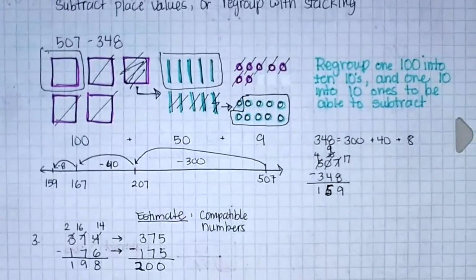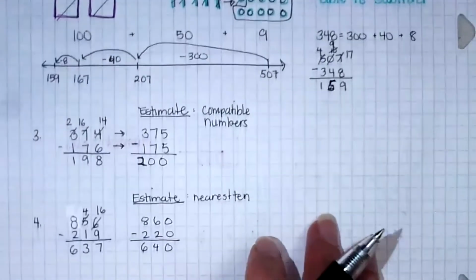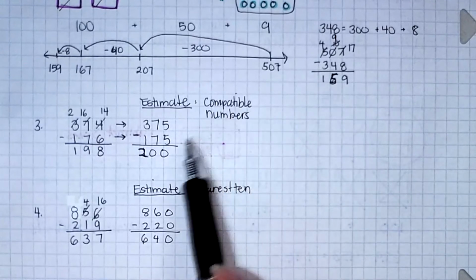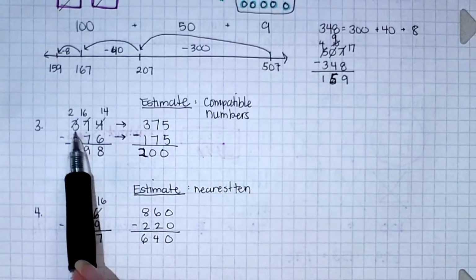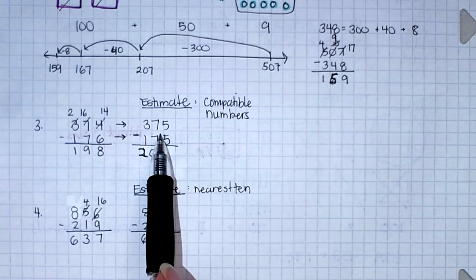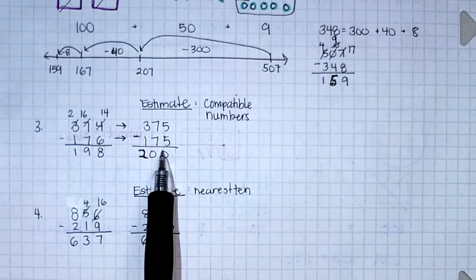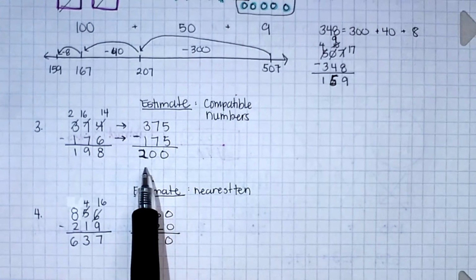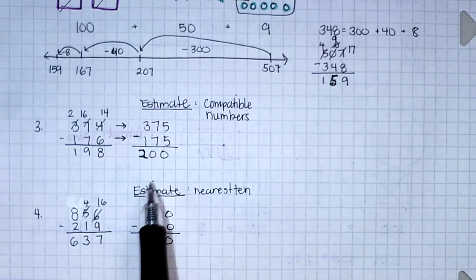Now for numbers 3 and 4, we were asked to subtract and give an estimate. So for this one, for number 3, I used compatible numbers. 374, I made it 375. 176, I made that 175. So 375 minus 175 left me with 200.